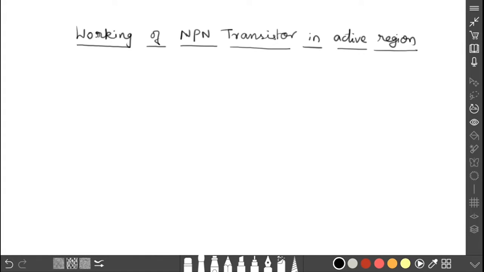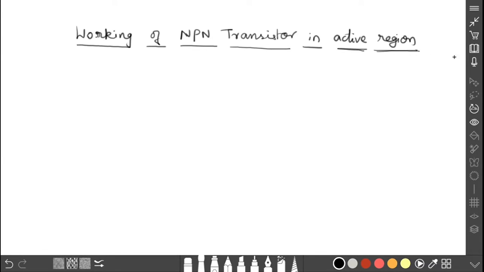Dear students, in this video we are going to discuss the working of an NPN transistor in the active region. In the previous video we discussed that there are four regions of operation, based on the different biasing of the two junctions present in the transistor. Especially, we are going to discuss the active region, where the transistor will act as an amplifier. So let us start with how the NPN transistor works in the active region.